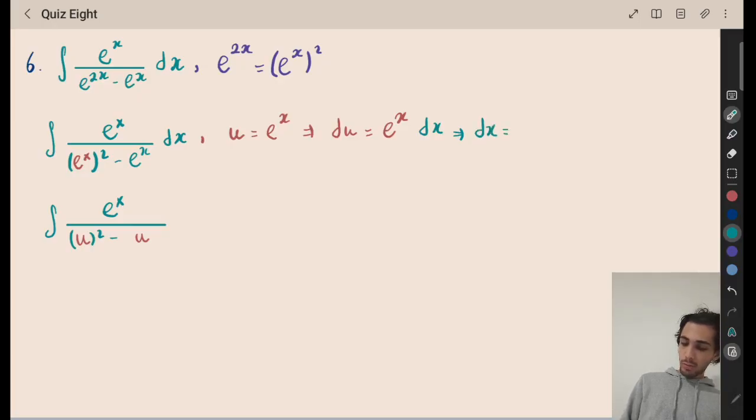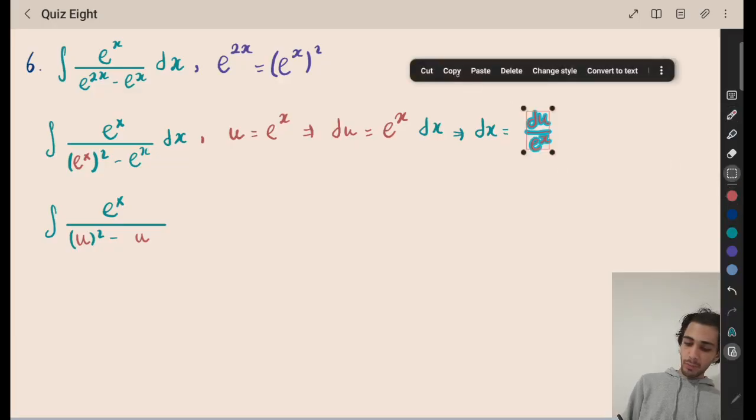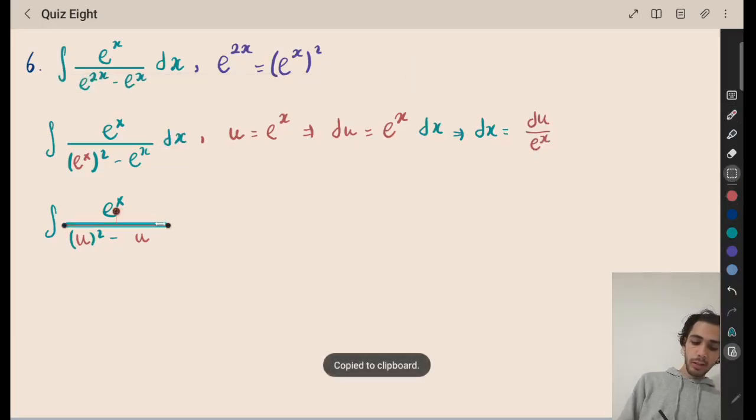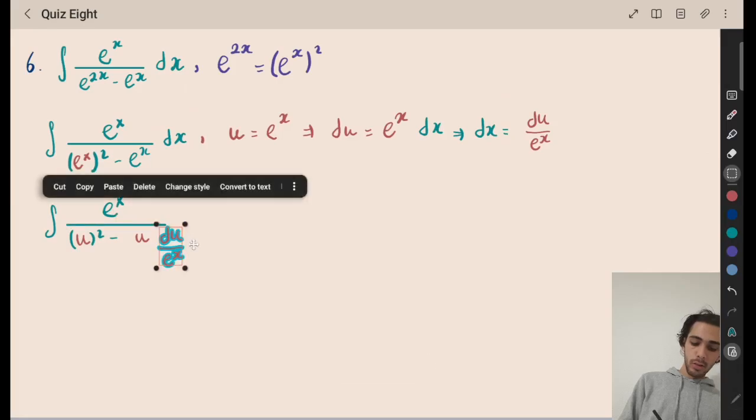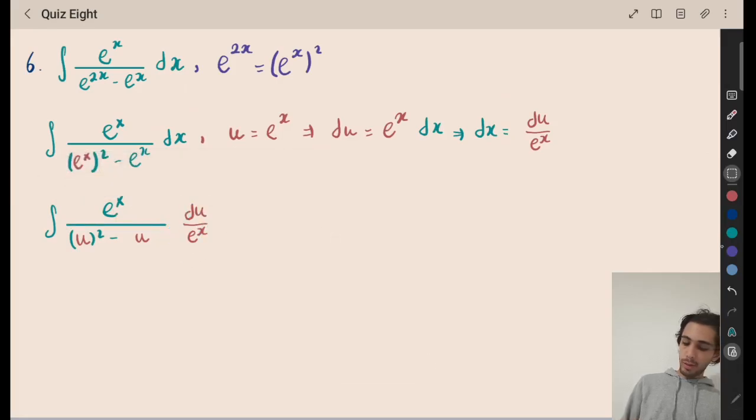In this case, dx will be du divided by e to the x. That's why I leave e to the x as it is. So I would replace this dx with du divided by e to the x. These will cancel out. We're happy.